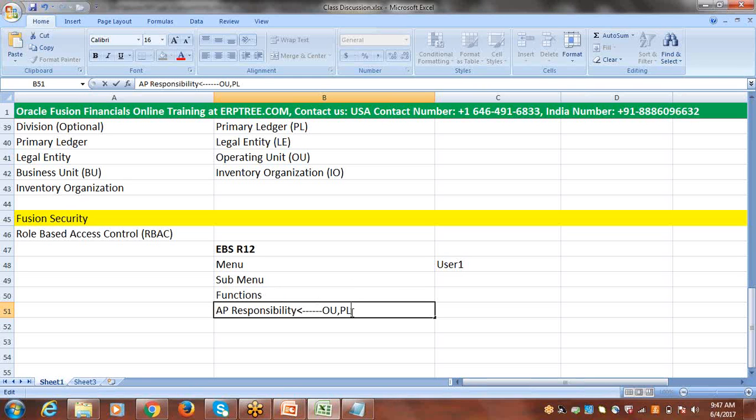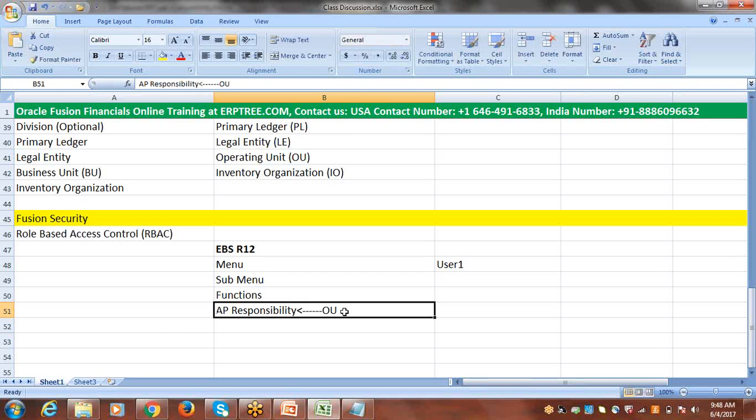We don't need to talk about primary ledger here, just for connectivity we use the specific operating unit. By default a primary ledger should be there everywhere to record any accounting related information, so I'm not taking that as primary, it would be there. So if you want to work on the AP responsibility, you have to map this operating unit to that responsibility, then only you will be able to record transactions for the specific operating unit. So this mapping is required.